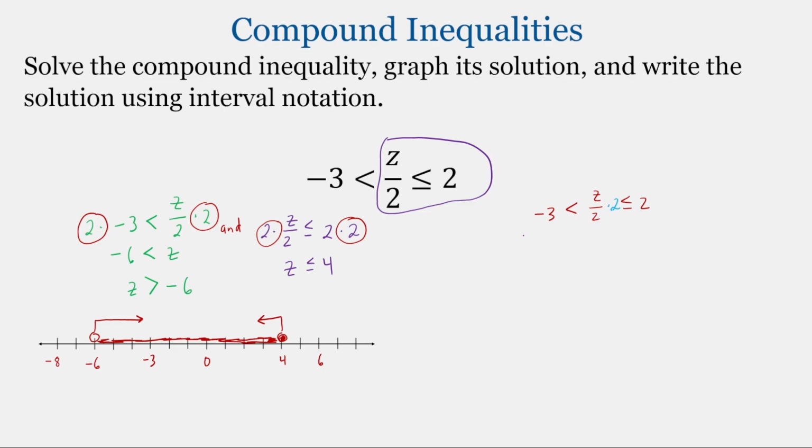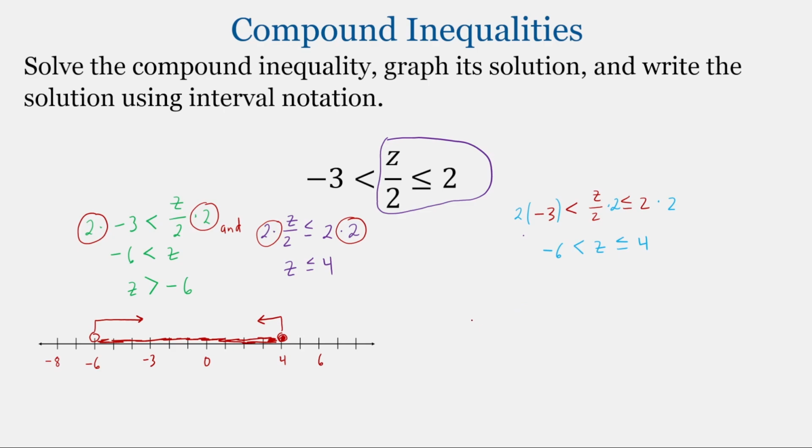And then what you do to the middle, you also have to do to both sides. So we're going to multiply both of these sides by 2 as well. We end up with -6 on the left, and then in the middle we have z, and then less than or equal to 4. So we end up with the same answer.